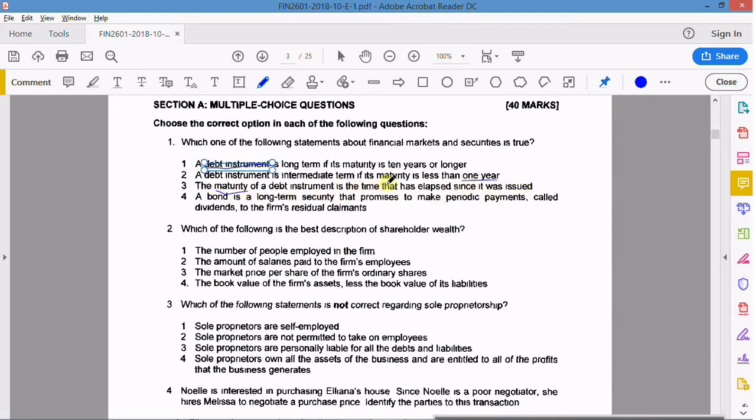Maturity is not the time that it's issued. A maturity is the last day of the contract. So the bond will pay out in 20 years, so the bond's term will be 20 years long. A bond is a long-term security that promises to make periodic payments called dividends. That's wrong. The periodic payments are coupons. All right, so one is correct.